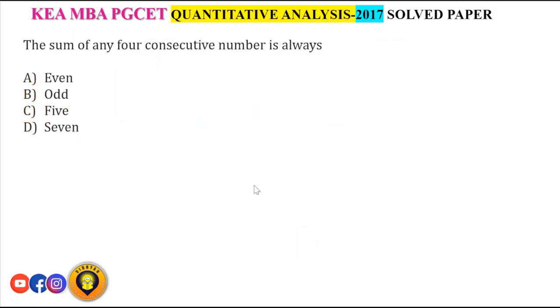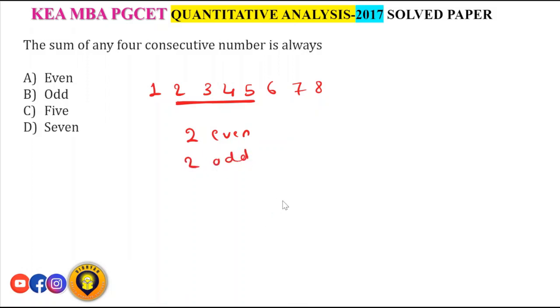The sum of any four consecutive numbers is always. Consecutive numbers means what? 1, 2, 3, 4, or 3, 4, 5, 6. Four consecutive numbers, 5, 6, 7, 8. They are consecutive, right? Whenever you take consecutive numbers, let me take 2, 3, 4, 5. In 2, 3, 4, 5, two even numbers you get and two odd numbers you get, right?